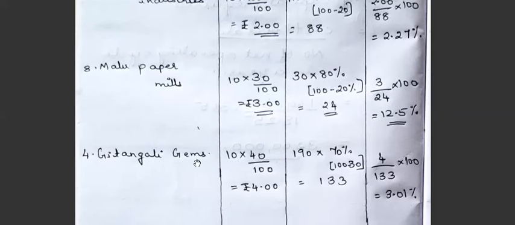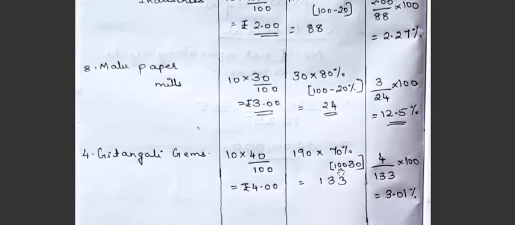The last one is Geetanjali Gems, that is 10 into 40. 10 is the face value, 40 is the percentage, you will get 4. Again the issue expenses, 170, issue price 190 into 70.